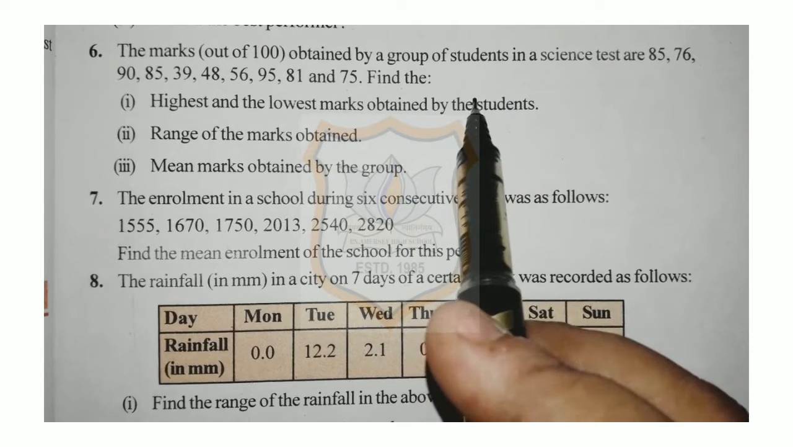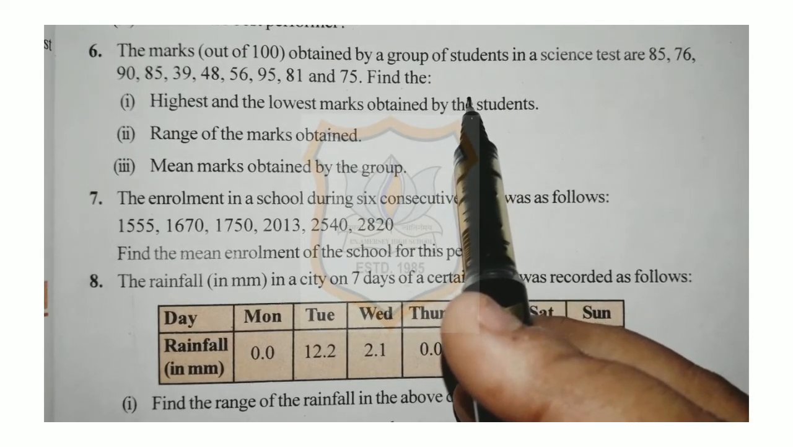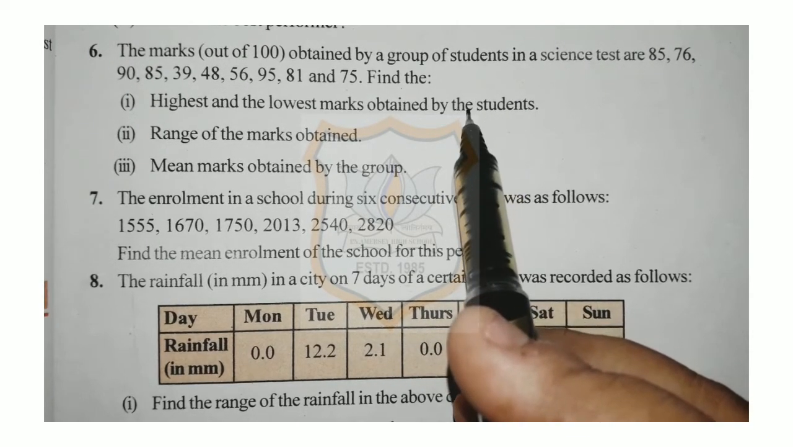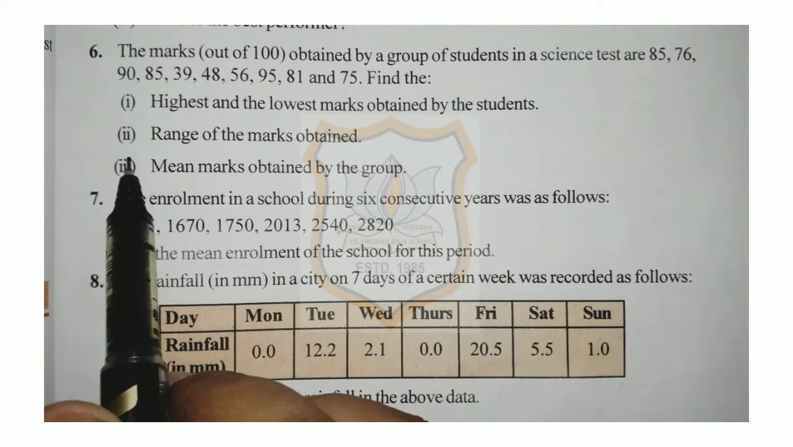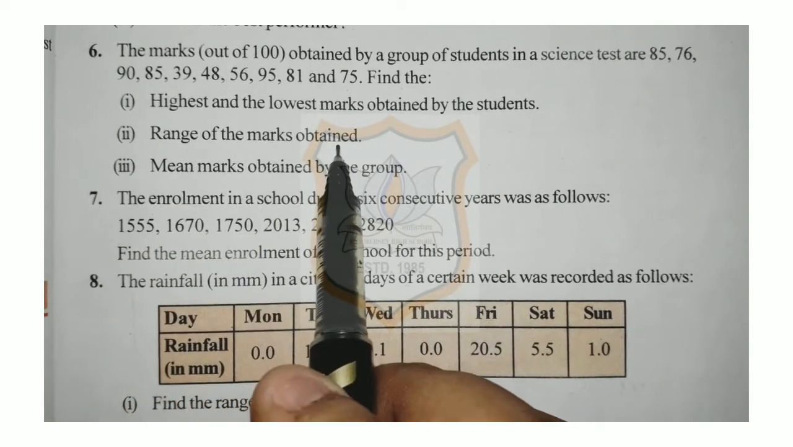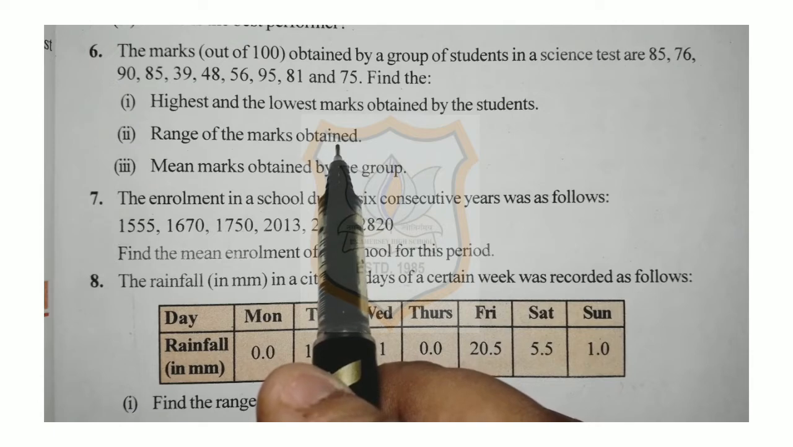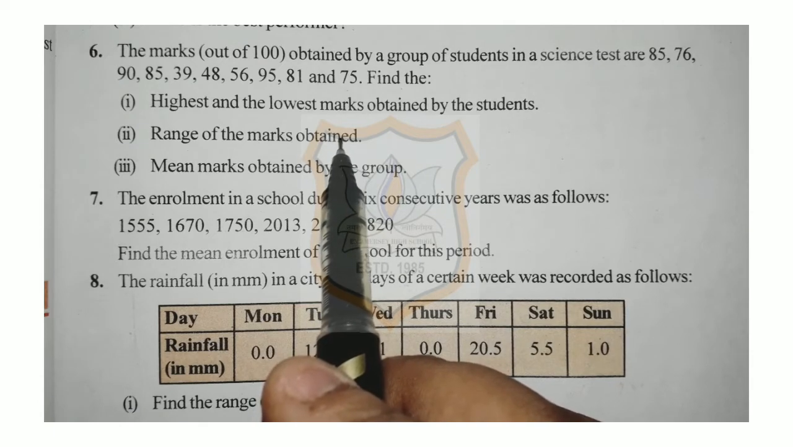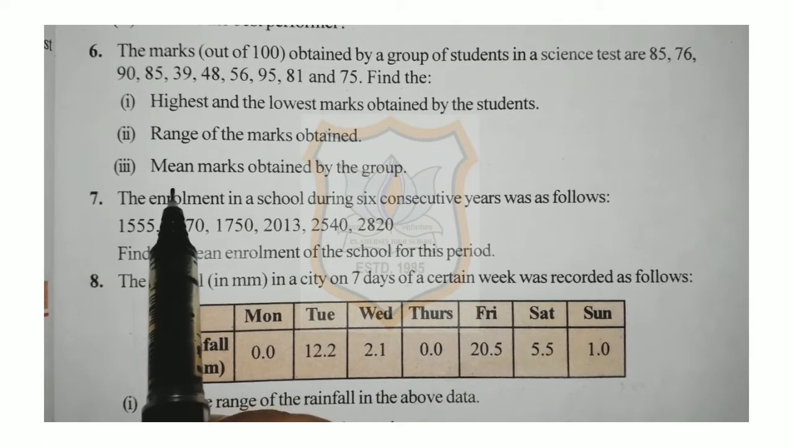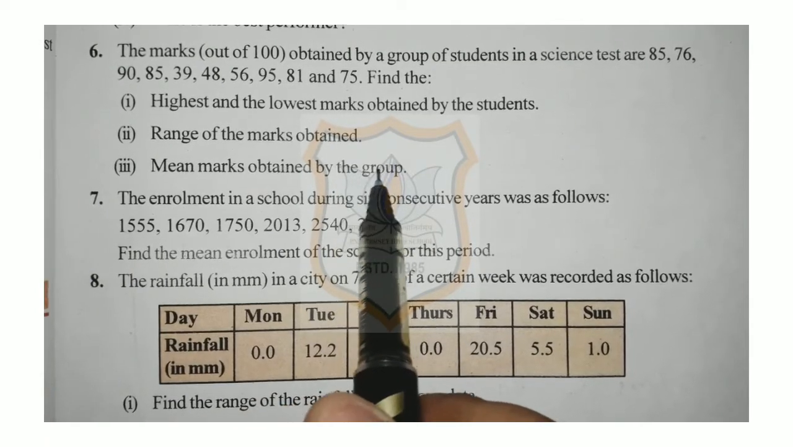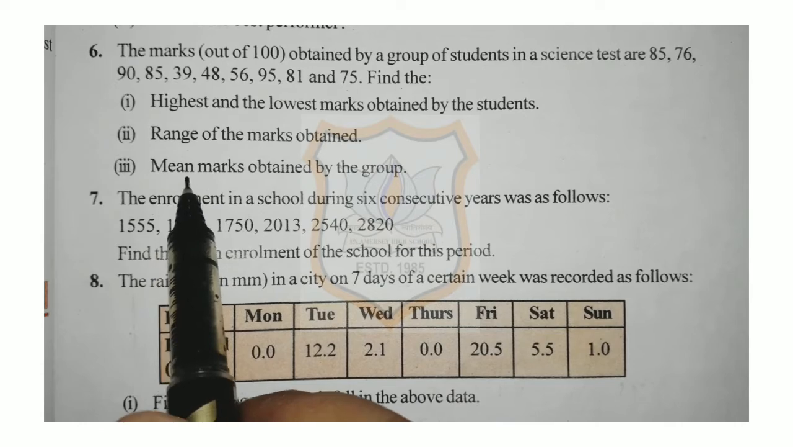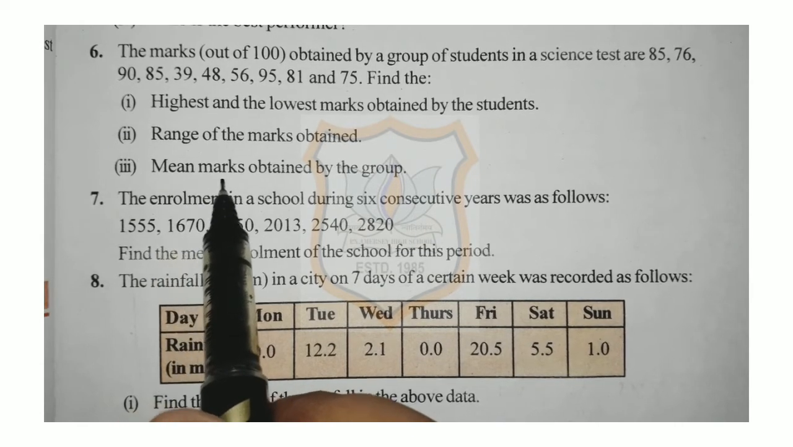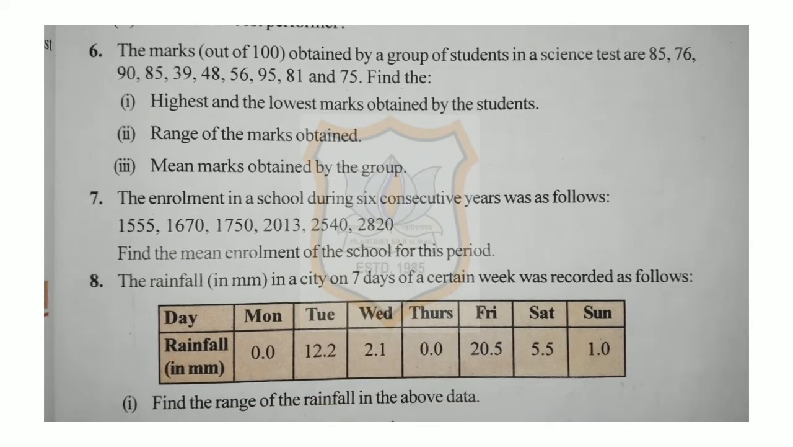You have to calculate the highest marks obtained by the students and the lowest marks obtained by the students. The second point is the range of the marks obtained. Then you have to find the range of the marks obtained. Range means highest minus lowest marks. Now the third part is the mean marks obtained by the group. Then you have to calculate the mean, or average, or you can say arithmetic mean, obtained by the group.